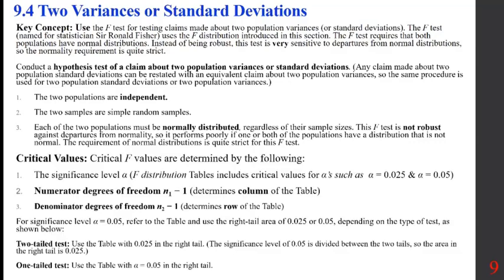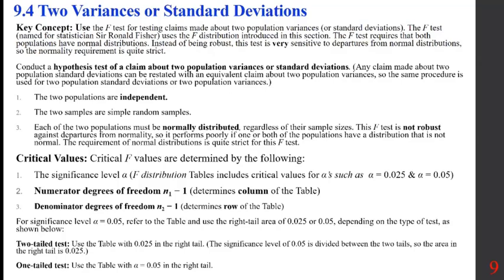Critical values. Critical F values are determined by the following. 1. The significance level alpha. F distribution tables include critical values for alphas such as alpha equals 0.025 and alpha equals 0.05. 2. Numerator degrees of freedom: n1 minus 1 determines the column of the table. 3. Denominator degrees of freedom: n2 minus 1 determines the row of the table.